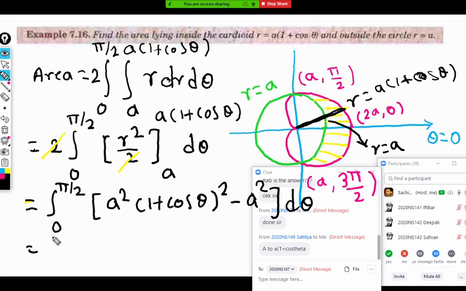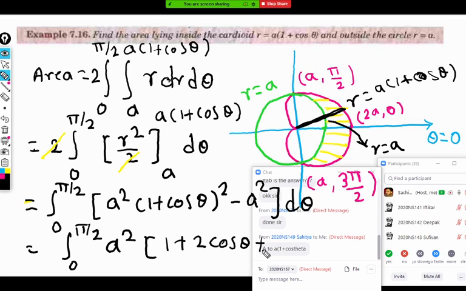Okay, the next step is again straightforward. It's 0 to pi by 2. This a square is common throughout. We are squaring the bracket: 1 plus 2 cos theta plus cos square theta minus 1, and then d theta. You will observe this 1 gets cancelled. Is there any doubt? So one last step is left now, integration. So this a square is as it is.